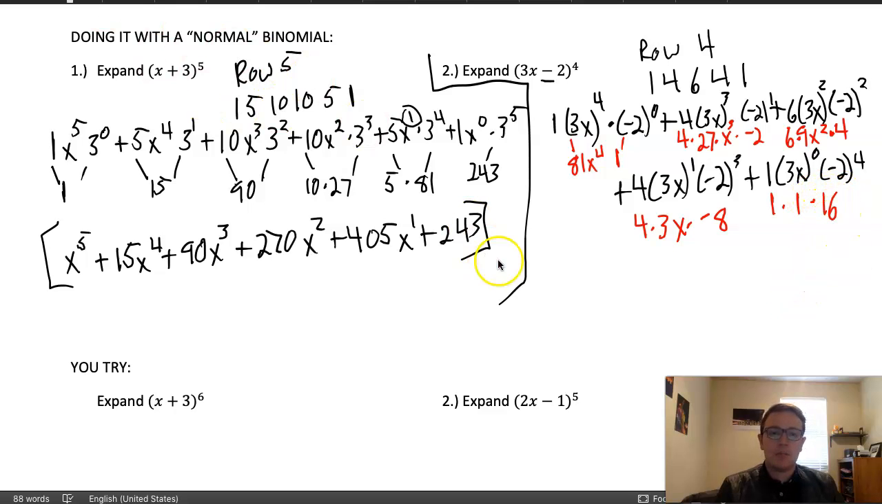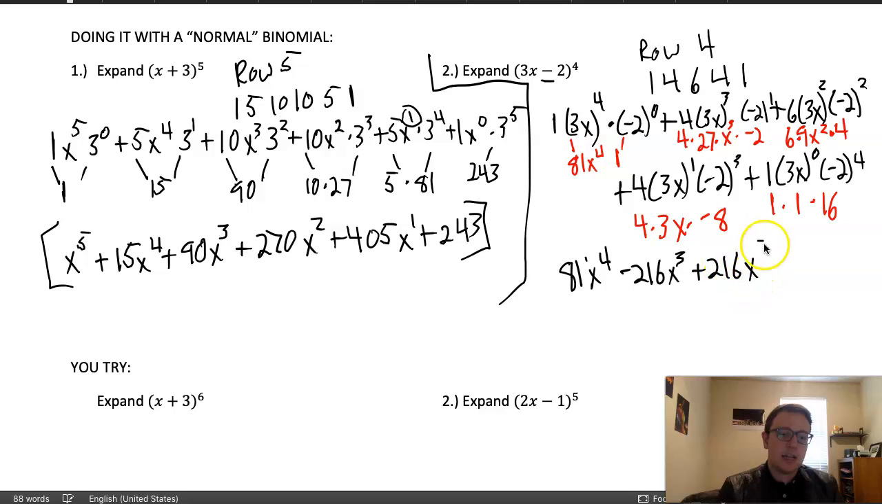So now all we have to do is combine each of these. So we have 81x to the 4th times 1, or that would be 81x to the 4th. Then we have 4 times 27 times negative 2. So that's not going to be plus, because 4 times 27 times negative 2 is going to give us minus 216. So that's minus 216x cubed. This next one is going to be 6 times 9 times 4. So 6 times 9 times 4 is going to give us plus, or a positive, 216, and we had an x squared there.